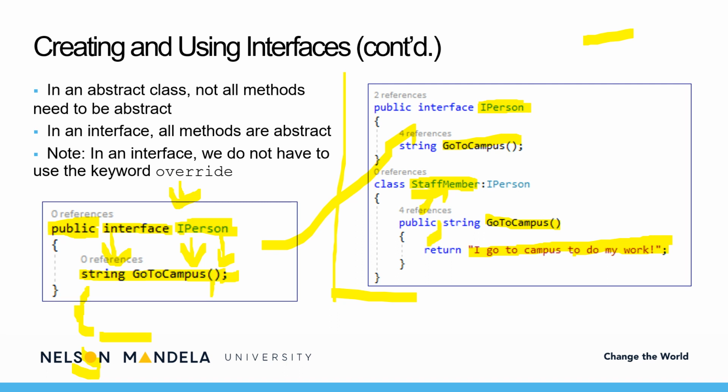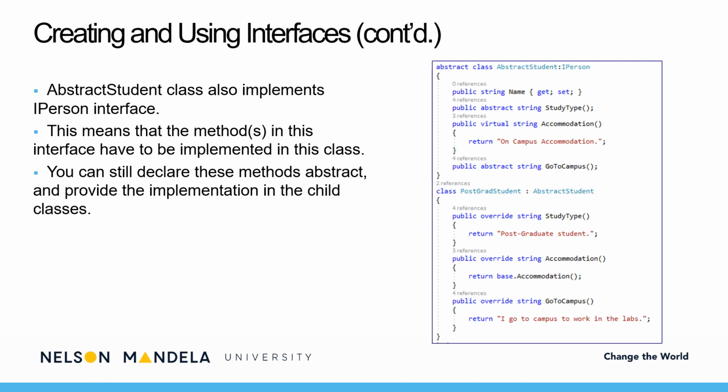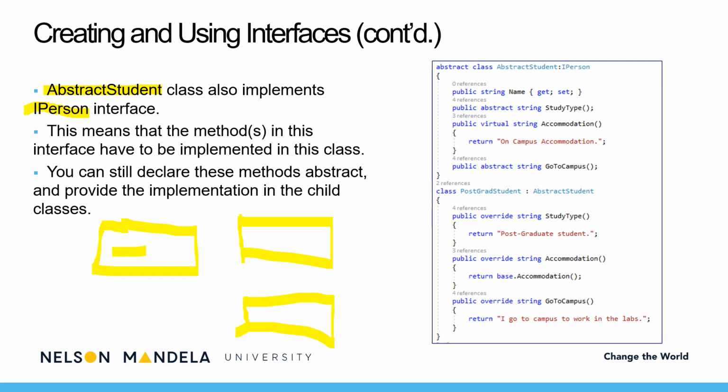And remember over here in the interface, you do not have the override keyword like you do if you are using the abstract class. Okay. And then now your abstract class can inherit from the IPerson interface. That is what I called, I think in the first video series, inheritance chaining. Okay, where over here we've got IPerson and you've got abstract student.